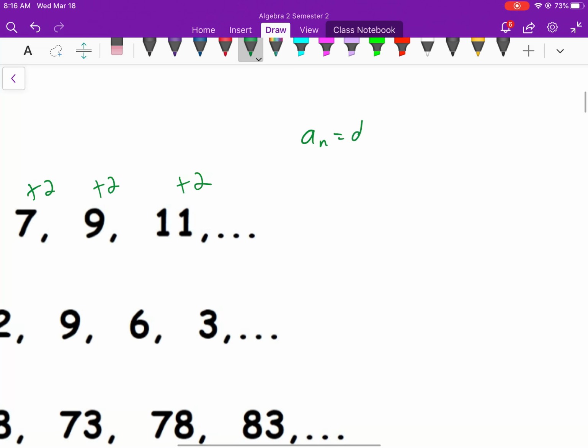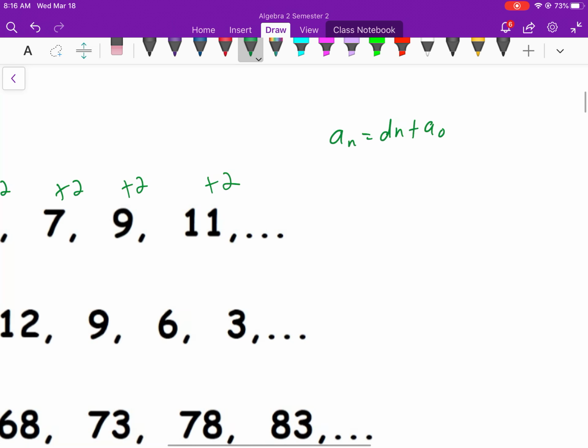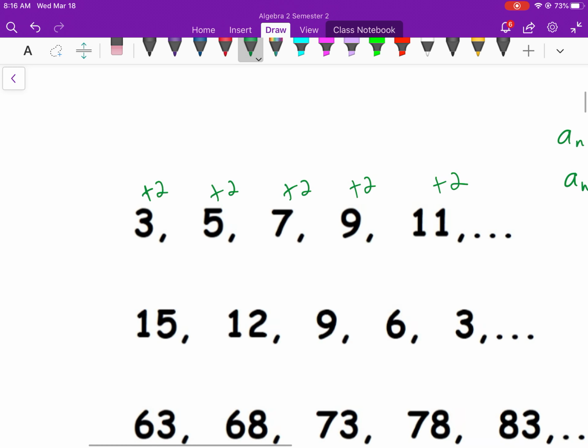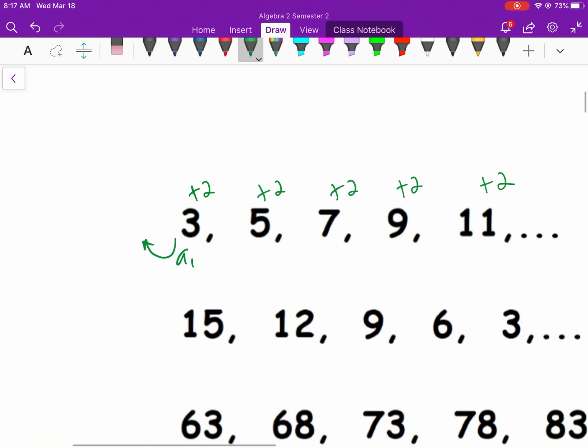again, we have a sub n is equal to dn plus a sub 0, which is our general rule for arithmetic sequences. And again, if we're adding or subtracting, that is an arithmetic sequence. D is that common difference, which in this case was 2, so 2n, plus a0. Since this is a1, a0 would be the previous term. So instead of adding 2, we're going to subtract 2 to get to a previous term, which would give us plus 1.